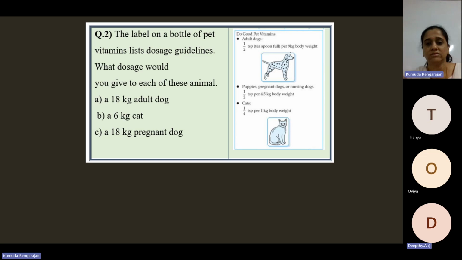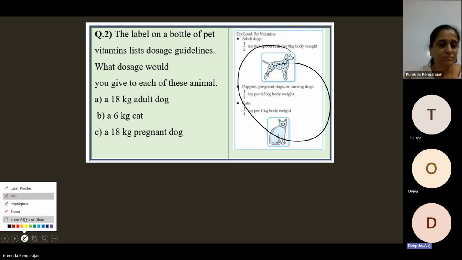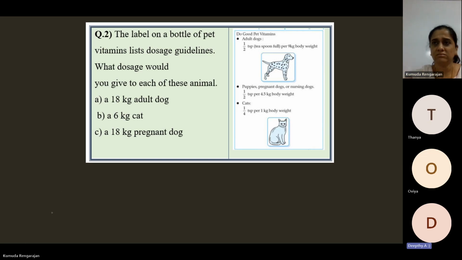Ma'am, I have a doubt. While doing this at home, do we have to write the illustration, like draw it? No, that's not needed. Just write this info. Okay.